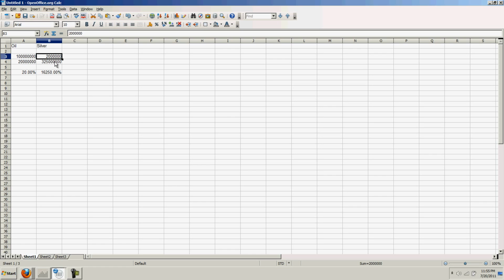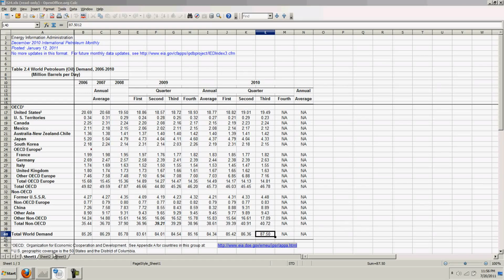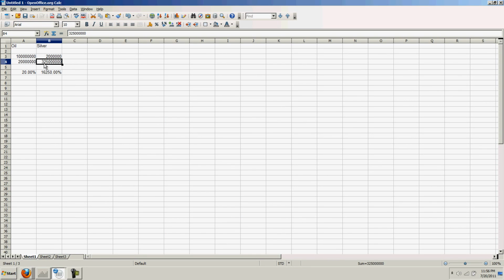Now the other column is the volume of silver traded per day, and I got that from this number, the 65,000 contracts, and there are 5,000 ounces in each contract. So the number of ounces that are traded per day of silver comes to 325 million ounces of silver traded every day, even though only 2 million ounces of silver is actually consumed per day. So that figure is 16,250%.